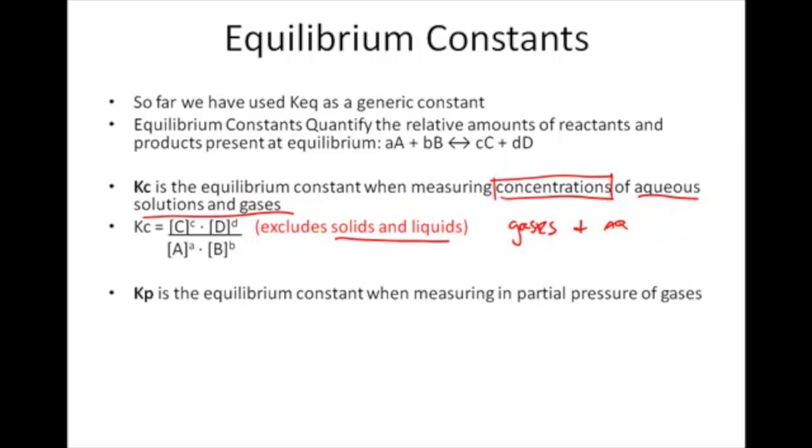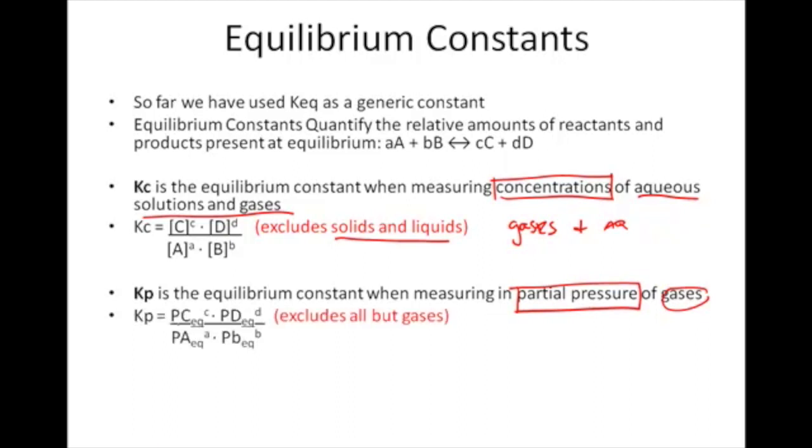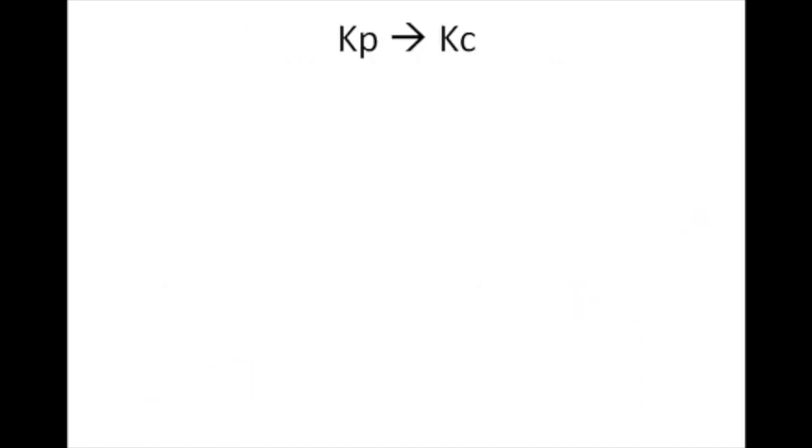Kp is an equilibrium constant when measuring partial pressures of only gases. So we're dealing with pressure in this case, and it only refers to gases. So this is how we write it. Kp is the partial pressures, which I'm circling here, at equilibrium raised to a certain exponent based on their coefficients in the reaction. Again, since K is specific to temperature, K changes as temperature changes.